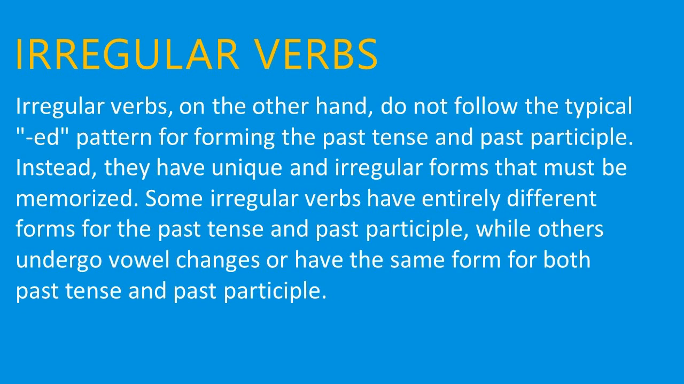Irregular verbs, on the other hand, do not follow the typical -ed pattern for forming the past tense and past participle. Instead, they have unique and irregular forms that must be memorized. Some irregular verbs have entirely different forms for the past tense and past participle, while others undergo vowel changes or have the same form for both past tense and past participle.